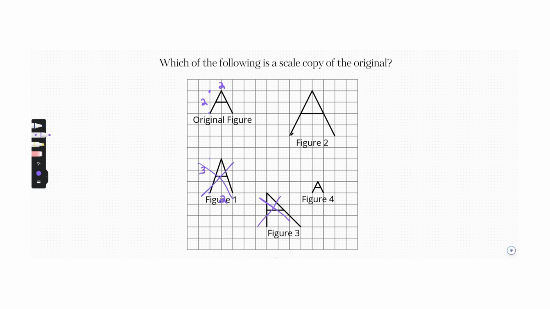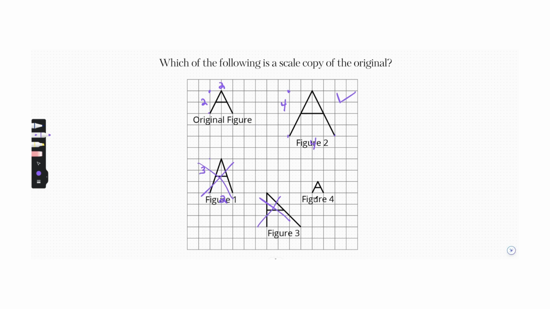Let's try this for figure number 2. The height from here to here is going to be 1, 2, 3, and 4. And the width is also 1, 2, 3, and 4. So because 4 over 4 is the same as 2 over 2, we know that figure 2 is a scale copy.